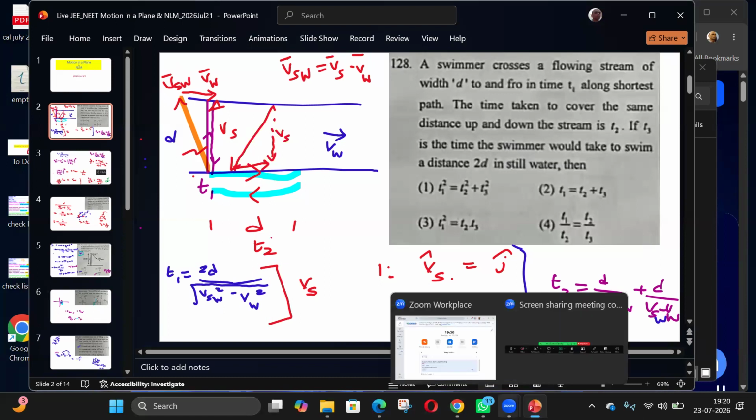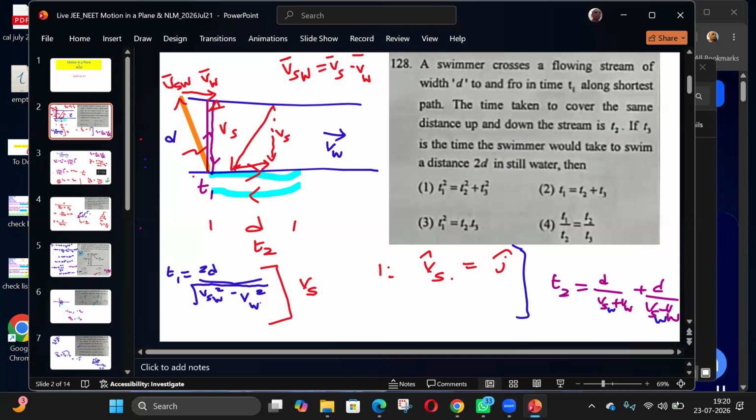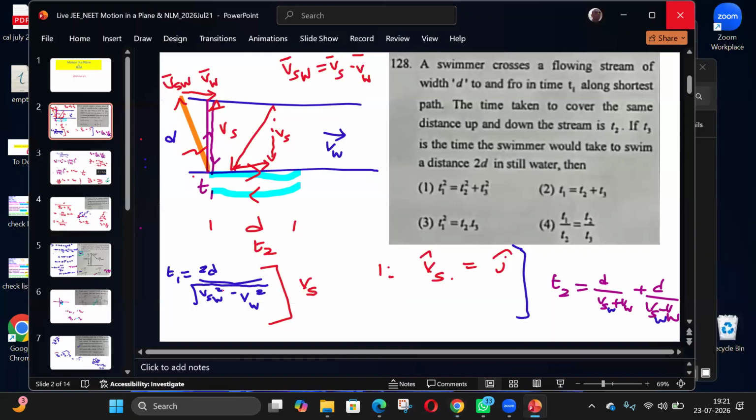Yes, sir. Okay, I see. Yes. So the velocity of swimmer I'm writing in terms of the relative velocity and then the velocity of water. Okay, in the second case, this is the time, while going along the water.